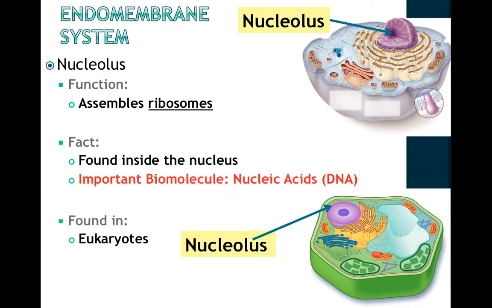Nucleolus. Fact, it's found inside the nucleus, so it's kind of a boring fact, but it's in both eukaryotes, so plant and animal cells.